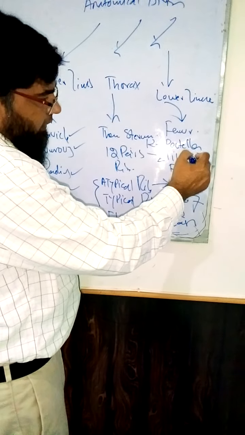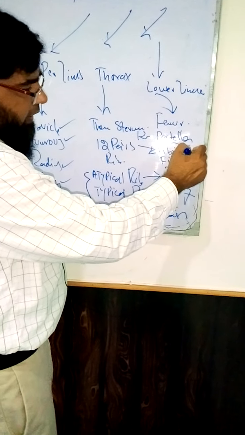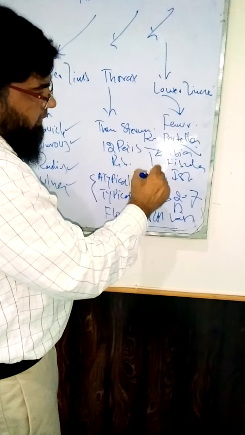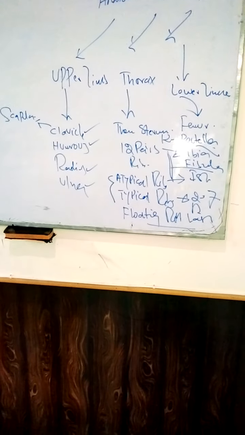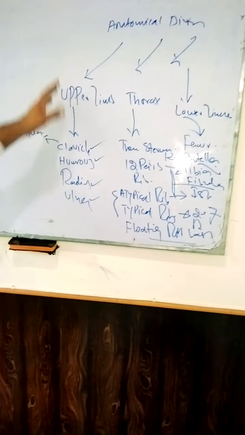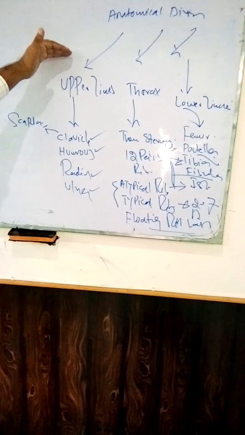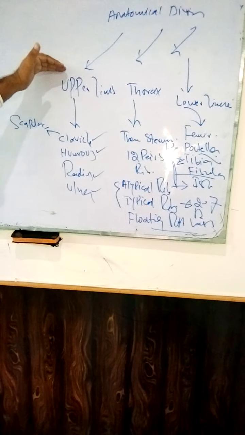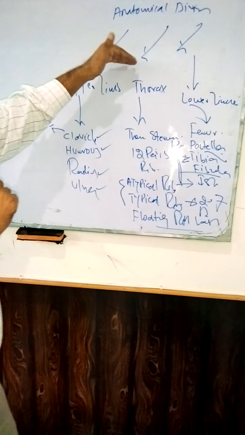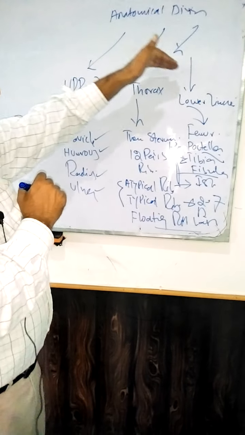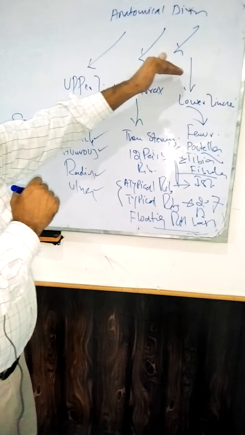Then beside the tibia, there is a thin bone that is called the fibula. So anatomically we have divided the body into three parts: the first is the upper limb, the second is the thorax, and the third is the lower limb.